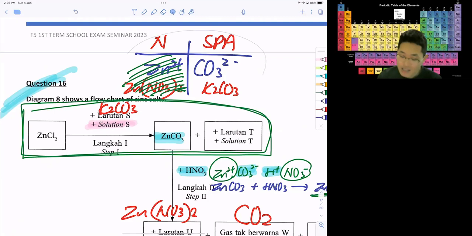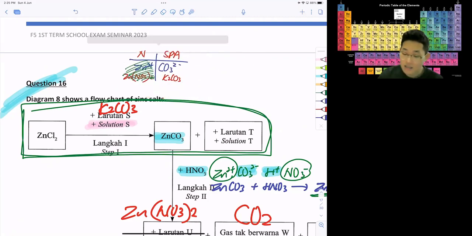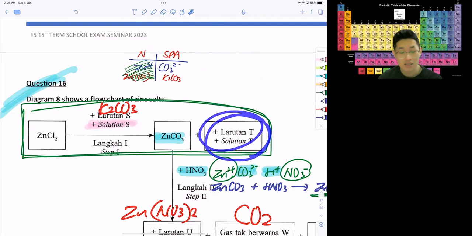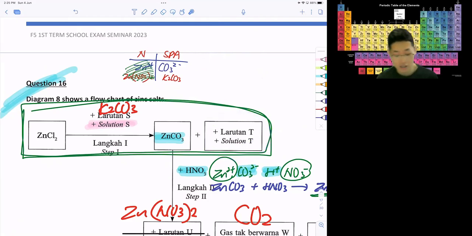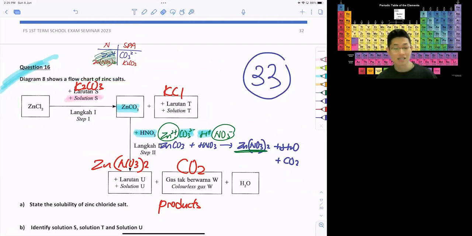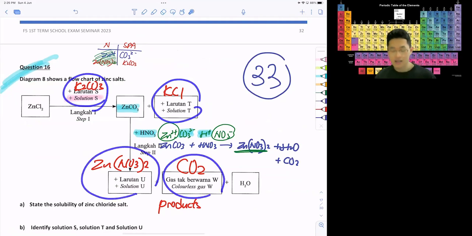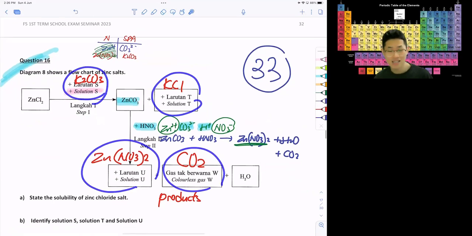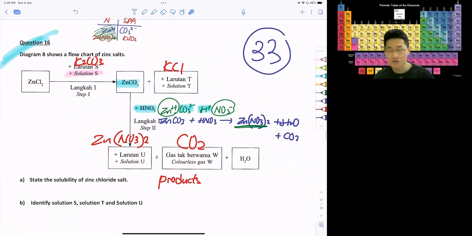Okay, once you got the reactant, they want you to find the product. Write equation, this and this. You get zinc carbonate and potassium chloride. This is the answer. Any question? Find reactant, you use cross. Find product, you use equation. Can? Okay, let's try another one.